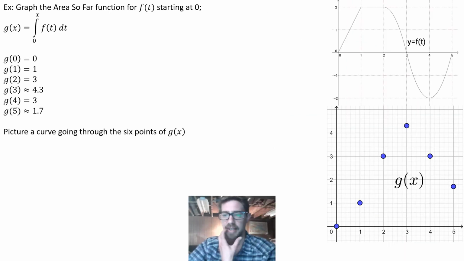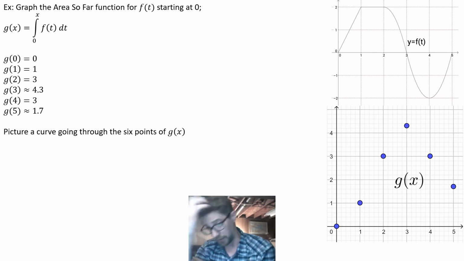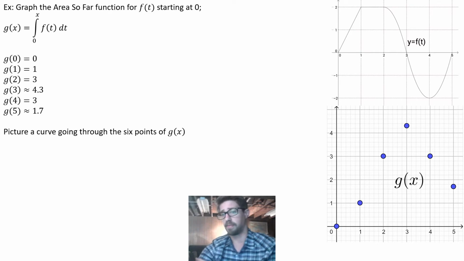Okay, so I tried to line them up as much as I possibly could. So we've got the 6 data points of g of x. I just plotted 0, 0; 1, 1; 2, 3; 3, 4.3; 4, 3; and 5, 1.7. So this is just graphing a function by plotting some points and drawing a curve through them, like the old-fashioned way that you did whenever you first learned about functions. So that's all we know about g of x, that it basically looks like that.